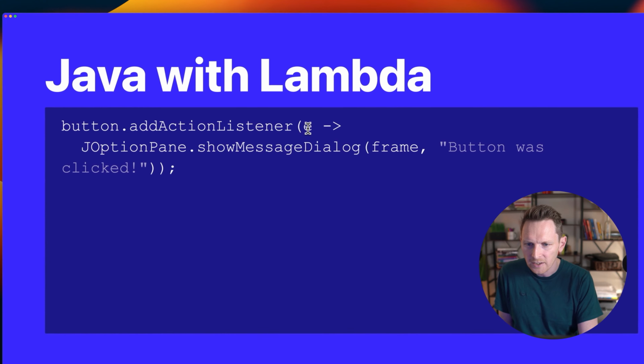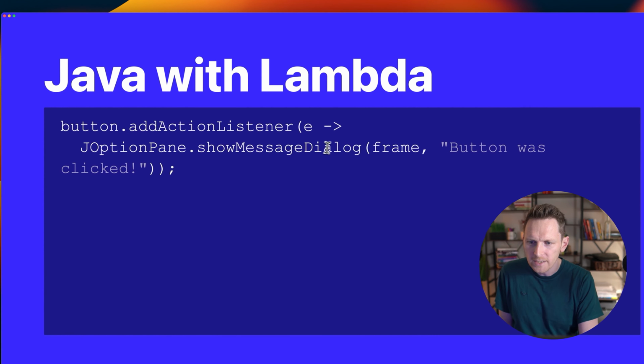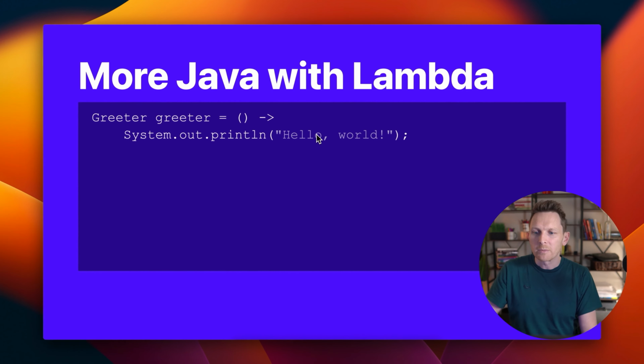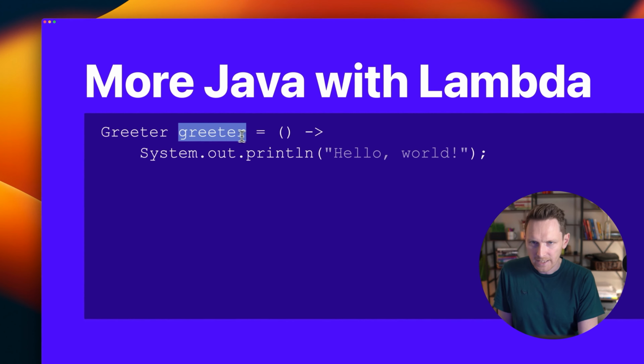But then Java got lambdas. All of a sudden, the code got a lot nicer. Look at this. You just do e arrow, right? So much simpler. And my greeter code from before is even easier. All you've got to do is System.out.println inside my greeter. That's my implementation with the lambda. This is so much nicer, right?